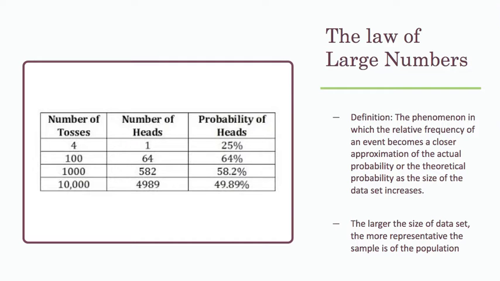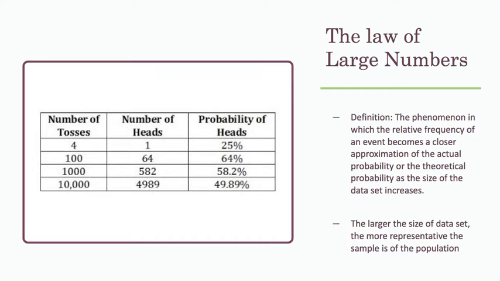Now, when we tossed the coin 100 times, we got heads 64 times. So the probability of heads was 64%. That's a little bit closer to that 50% number that we're trying to get to. When we tossed it 1,000 times, the number of heads was 582. So the probability of heads was 58.2%. Again, even closer to that 50%.